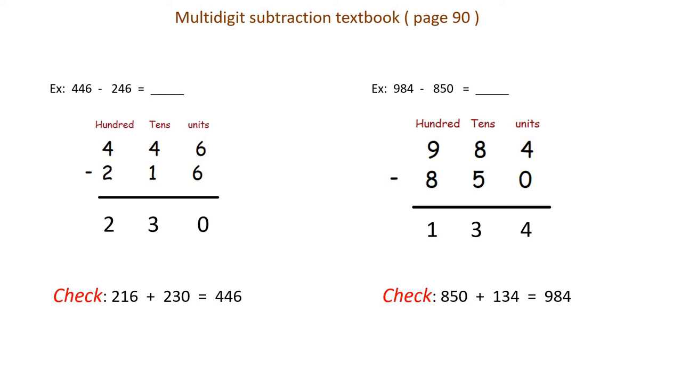134. Okay, and I will check by adding the 850, the number on the bottom, with the answer 134, and I will have the number on the top. It's the number in all.